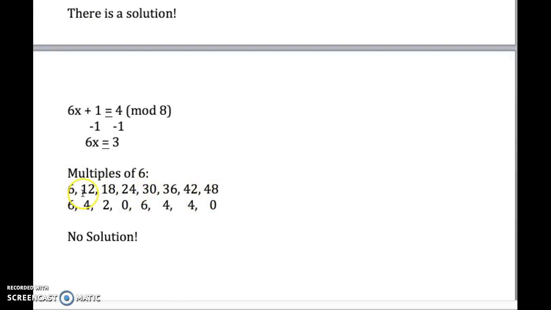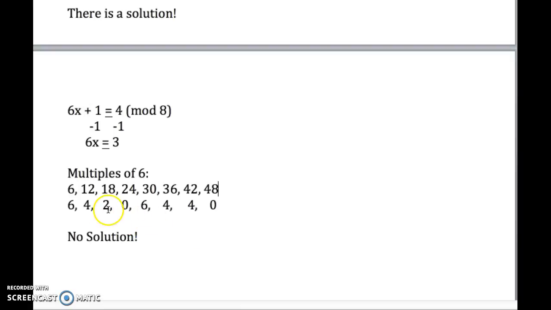So we're going to go through and simplify them so that they are in mod 8, because we can't have anything exceeding mod 8, so over the number 8. So we have 6, then 12 becomes a 4, 18 becomes a 2, 24 becomes a 0, 30 becomes a 6, 36 becomes a 4, 42 becomes a 2, and 48 becomes a 0, because we're taking out groups of 8 as many as possible. And as we can see, there is no circle here, indicating that there's no 3 within this sequence. Therefore, there is no solution.